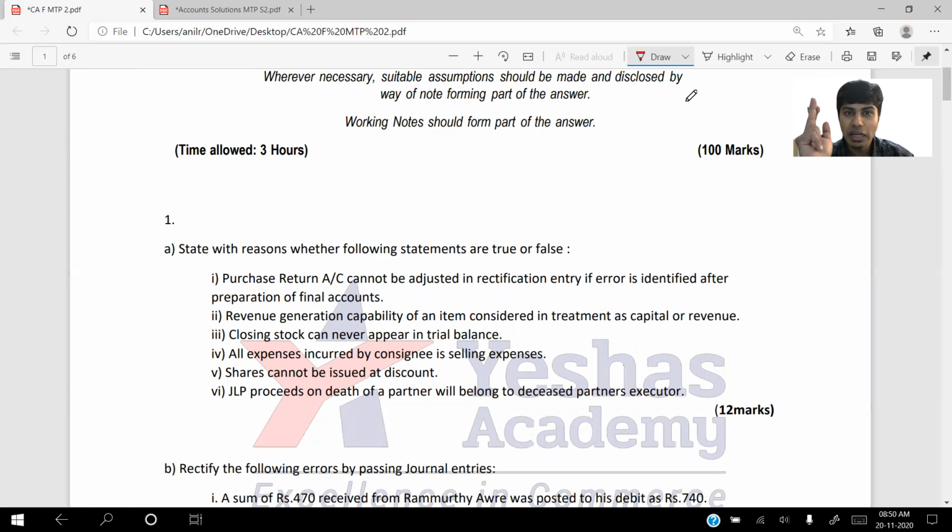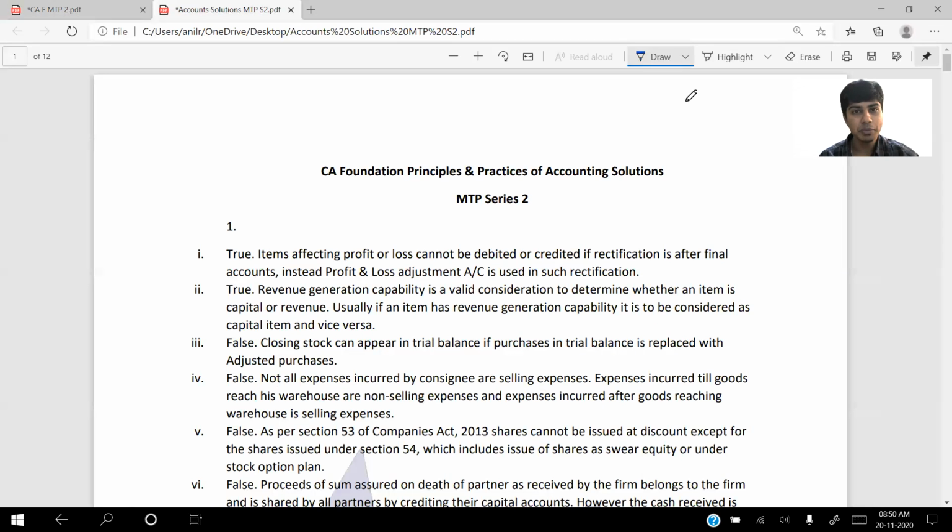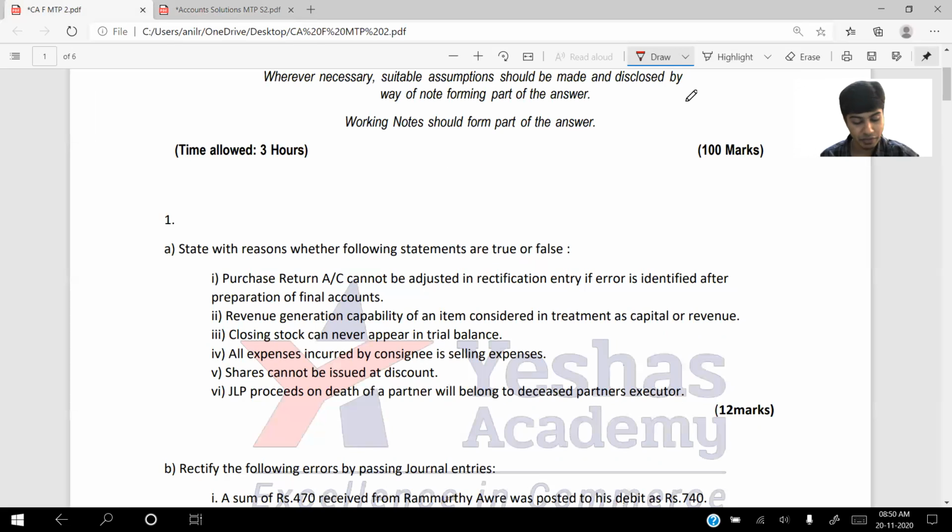We would have to use the P&L adjustment account. I repeat, whenever we do rectification after final accounts, the rectification entry cannot include items which will affect profit or loss. They would have to be replaced with P&L adjustment. So this statement here is true. Have a look. True. Items affecting profit or loss cannot be used in rectification after final accounts. We would have to be using the P&L adjustment account. Let's go to the second one.